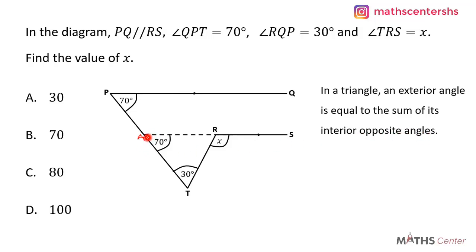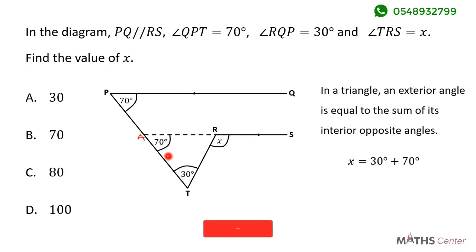If we consider the triangle ART, we can see that X is an exterior angle. Its interior opposite angles are 70 degrees and 30 degrees. The property says that an exterior angle is equal to the sum of its interior opposite angles. So it means that X, which is an exterior angle, is equal to the sum of its interior opposite angles, which are 30 degrees and 70 degrees.